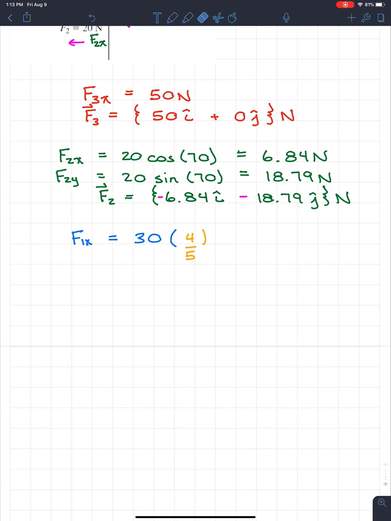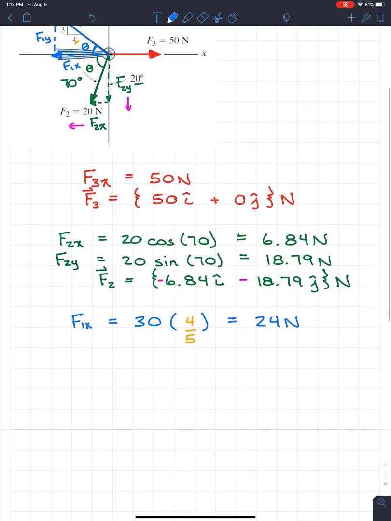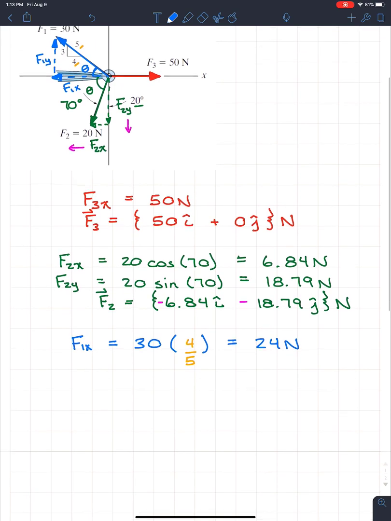Back to blue. And if we type that into our calculator, what we'll find is this is 24 newtons. So that's why I love the triangle so much. You don't need to worry about cosine or sine or any angles. You just put its component divided by the hypotenuse.